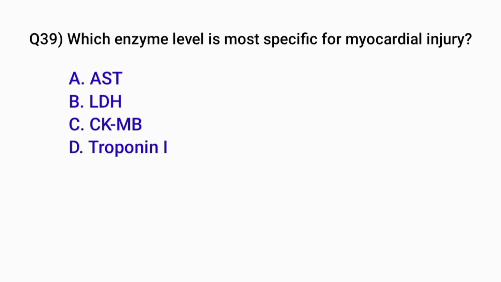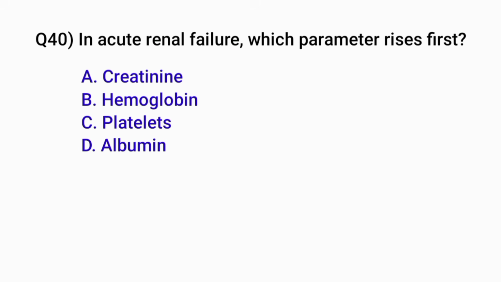Question number 39. Which enzyme level is most specific for myocardial injury? Correct option is D, troponin I. Question number 40. In acute renal failure, which parameter rises first? Correct option is A, creatinine.